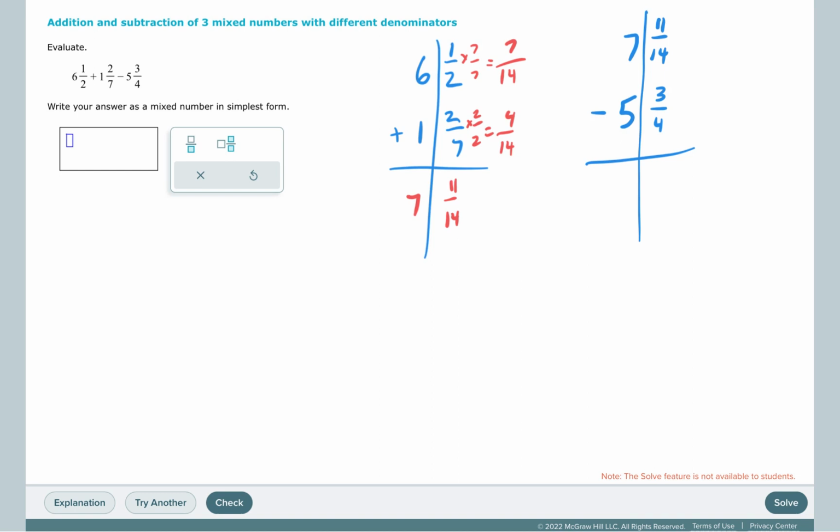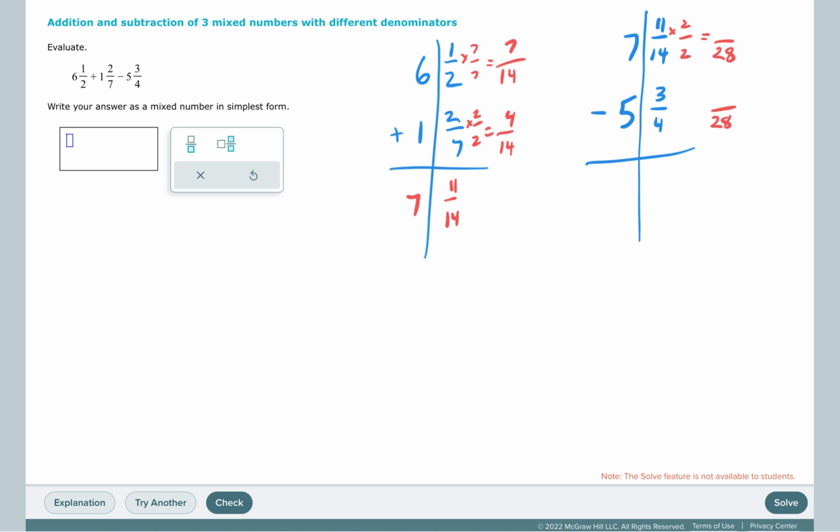So now I need to find a common denominator for 14 and 4. And when something just doesn't jump out at me, like I don't have memorized 14 times 4 off the top of my head, I start skip counting by the larger denominator, in this case 14. So 14 and then 28, and I stop when I get to a number that shares a multiple with the other denominator. In this case, 28 is a multiple of 4, so I'm going to use 28.